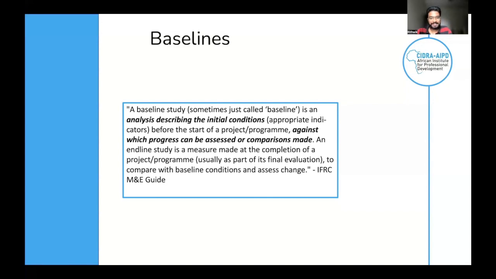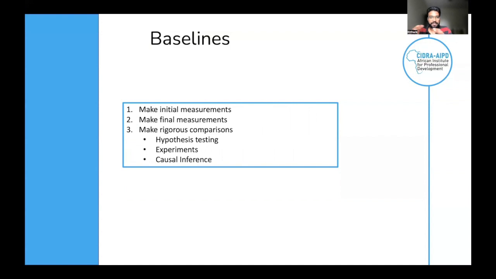It is just figuring out where you are so that once the project ends, you can have the comparison assessments, things like that. And at that point, it's called endline studies in the literature, when you measure the situation at the end of the project or the program. So then if you look at it, it's like a 3-step procedure, right? You make initial measurements and you call it baselines. And you take final measurements, you call it endlines, and then you make rigorous comparisons.